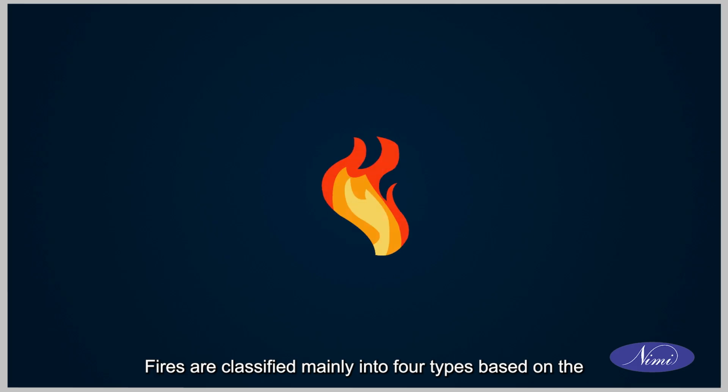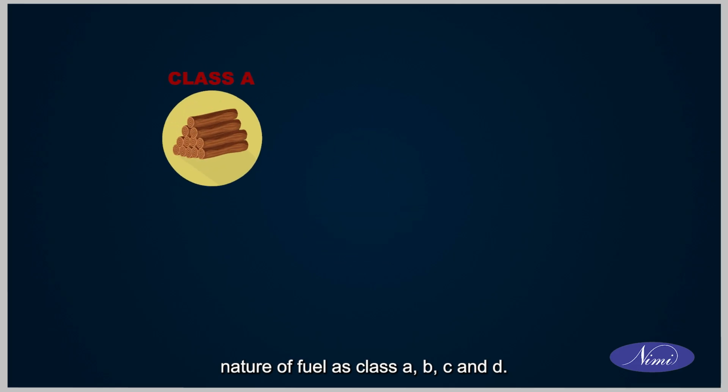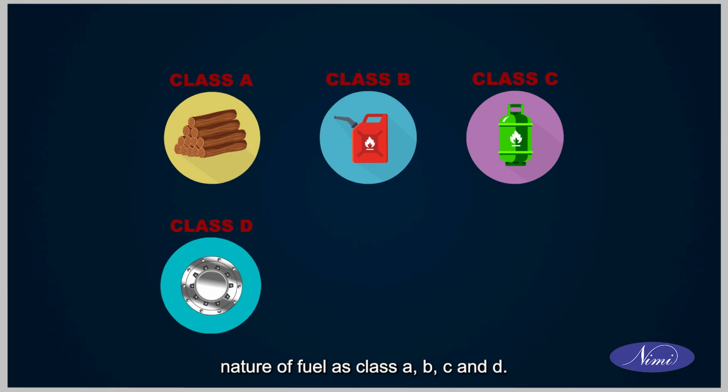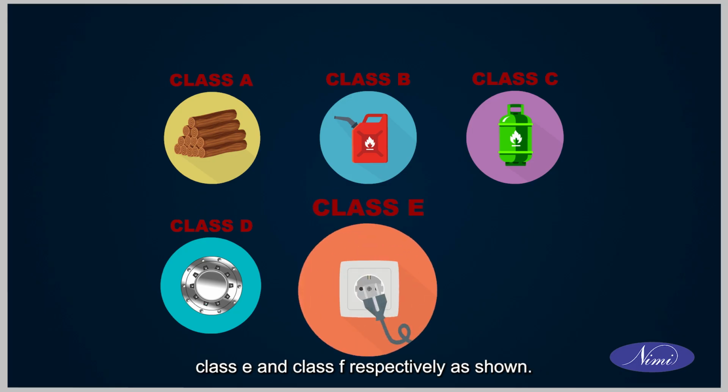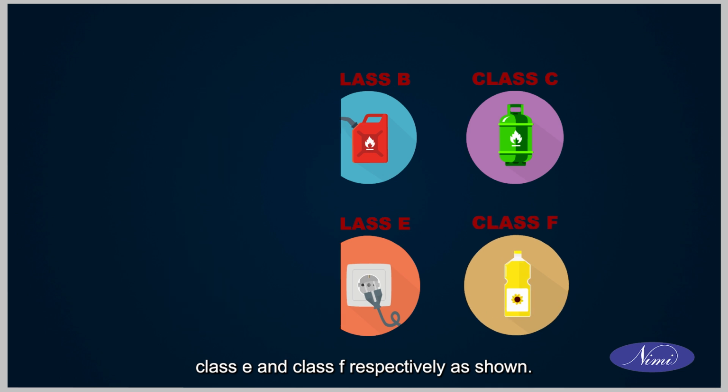Fires are classified mainly into four types based on the nature of fuel as Class A, B, C, and D. Further, fires related to electrical and kitchen hazards are subclassified as Class E and Class F respectively as shown.